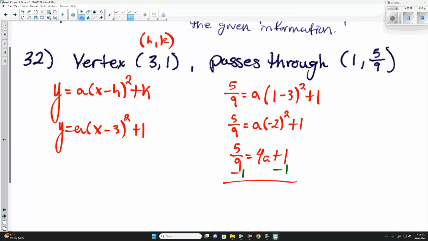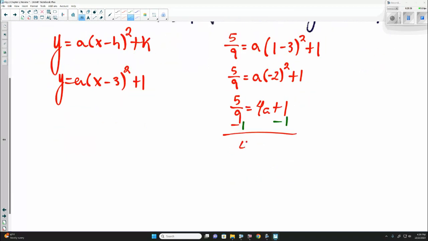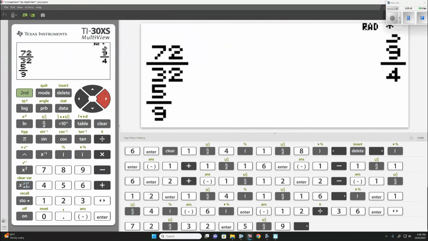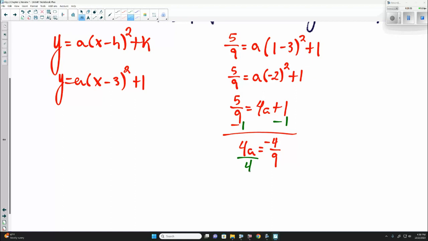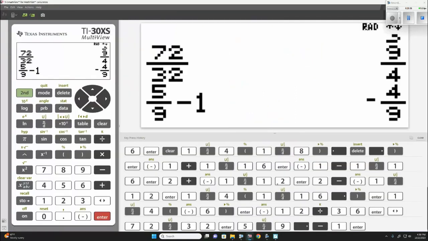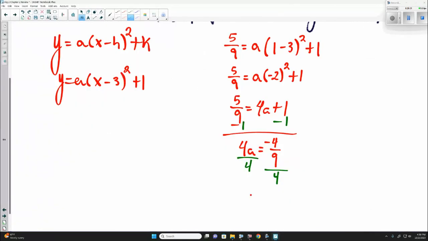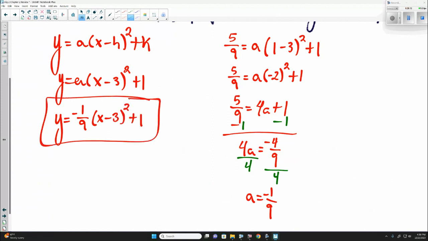Now at this point here, we can subtract 1 from both sides, which will tell us that 4a is equal to negative 4/9, because we can plug that in a calculator. 5/9 minus 1 is negative 4/9. And last but not least, we're going to divide both sides by 4. Divided by 4, negative 1/9. And that's it for that one there.